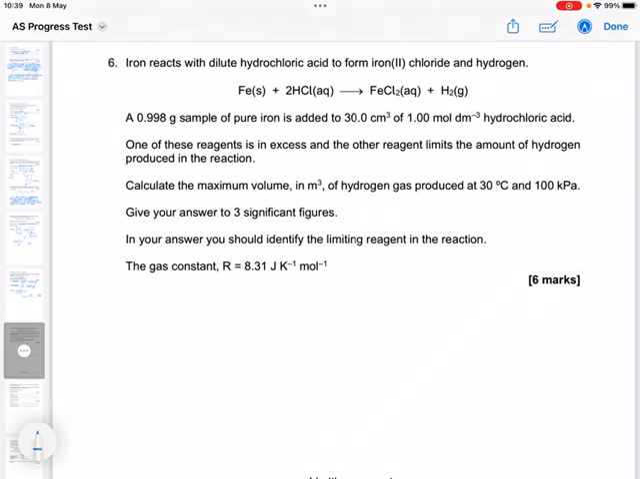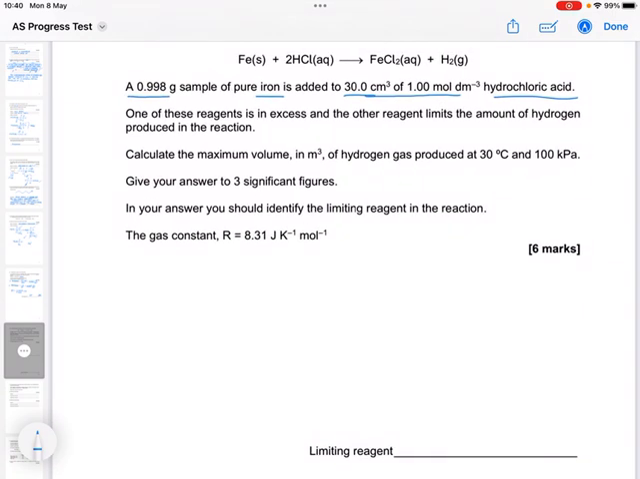Okay, iron reacts with dilute hydrochloric acid to form iron(II) chloride and hydrogen. 0.998 grams of iron is added to 30 centimetres cubed of a 1 mole per decimetre cubed hydrochloric acid. One of the reagents is in excess, the other one is the limiting reagent. Right, let's just jot the equation down here.